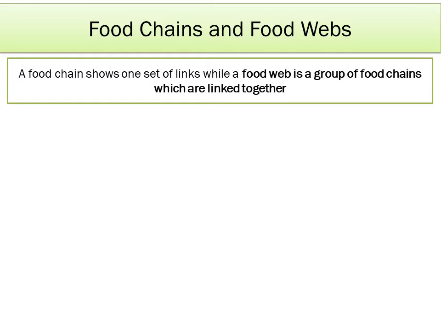Now we are going to look at food webs. A food chain shows one set of links, and we've looked at that just now, while a food web is a group of food chains which are linked together. So there are multiple food chains which show what eats what.